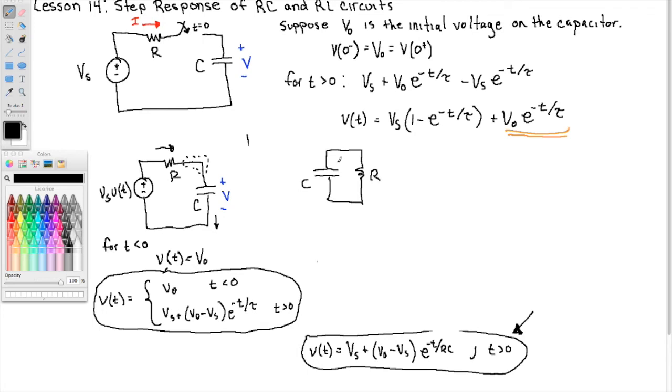Here, right? We said suppose that the capacitor was charged with a voltage V0 initially, and then we just let this thing run its course, and the capacitor voltage dies out to 0 according to this, underlined in orange. We call that the natural response. That's the capacitor's natural response.